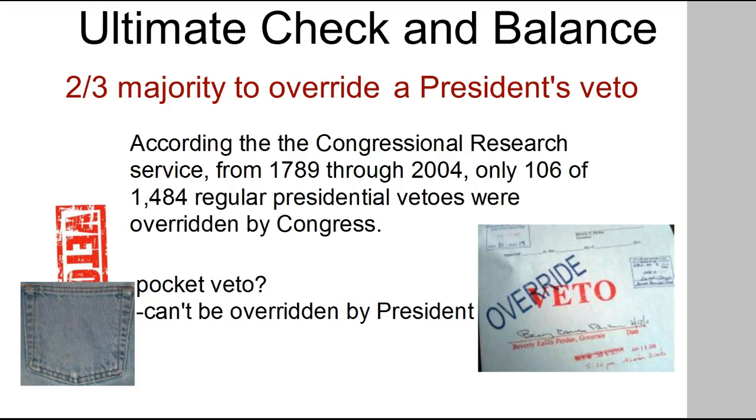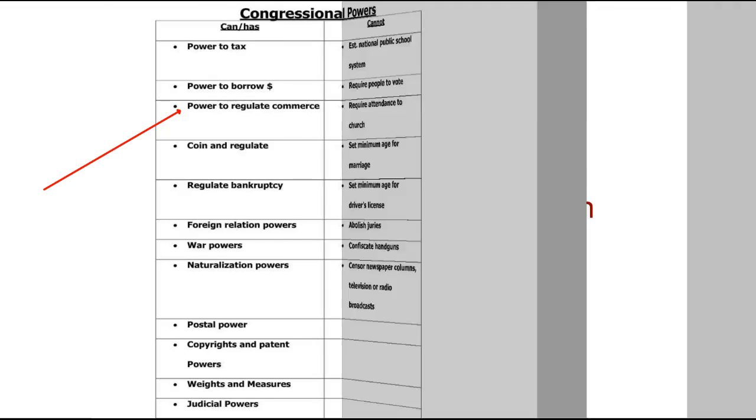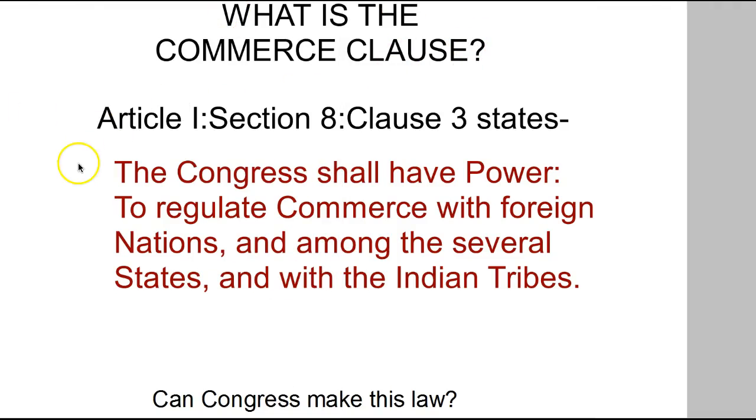We'll move on here. Now, what we're going to talk about is the power to regulate commerce, because this is one of those powers where Congress has really expanded its scope. So what is the Commerce Clause? In Article 1, Section 8, Clause 3, it states that Congress shall have the power to regulate commerce with foreign nations, and among the several states, and with the Indian tribes.